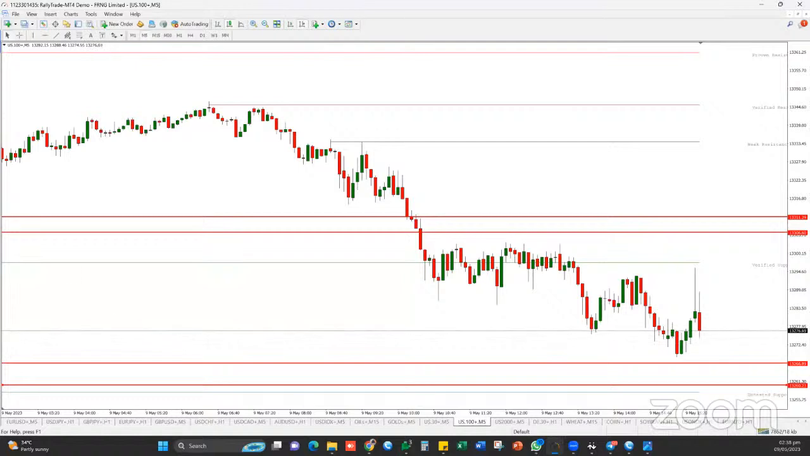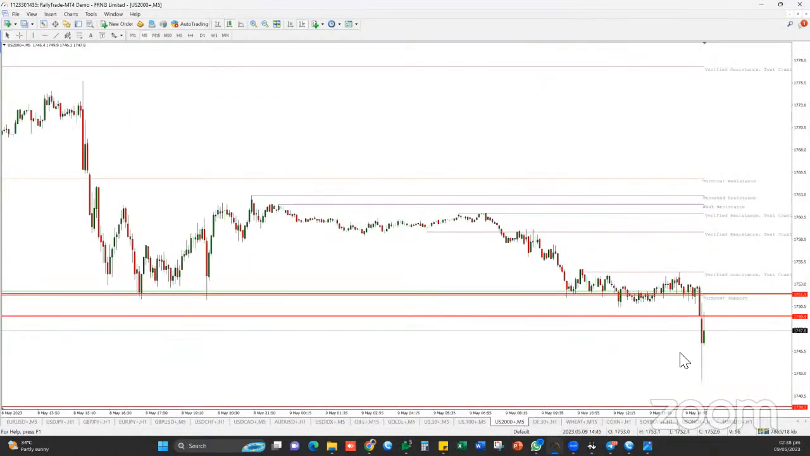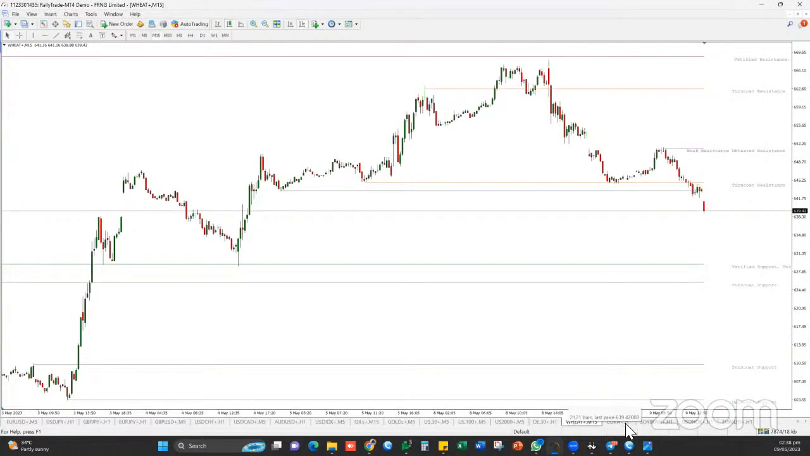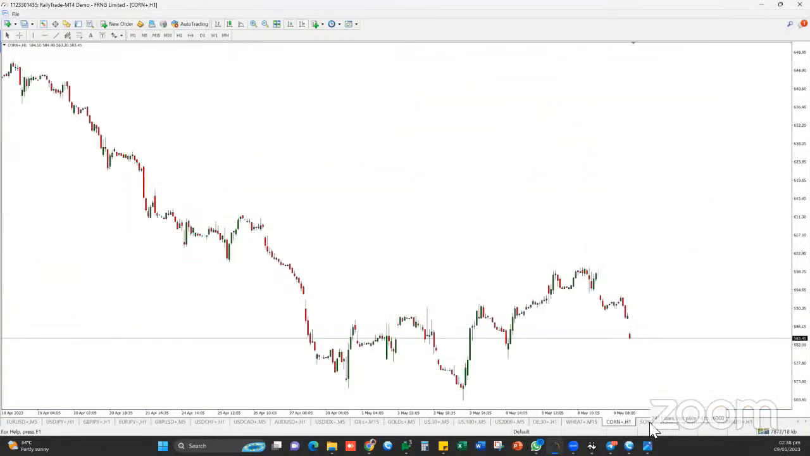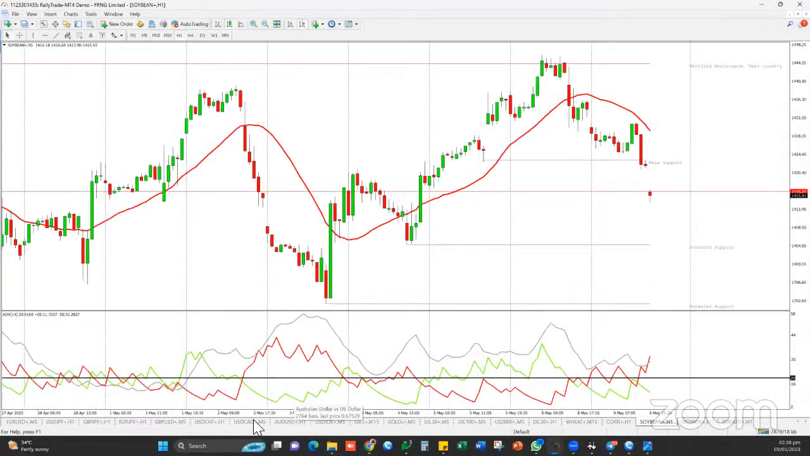Profit on US 2000, nice. So I think that would bring us to the end of today's meeting. Corn, wheat, and soybean, you can sell on the instruments.